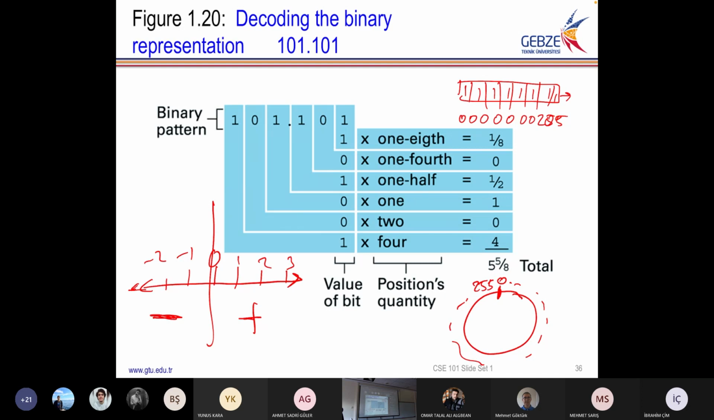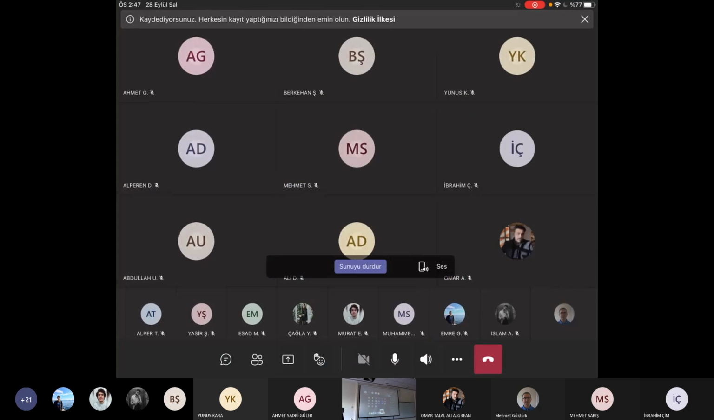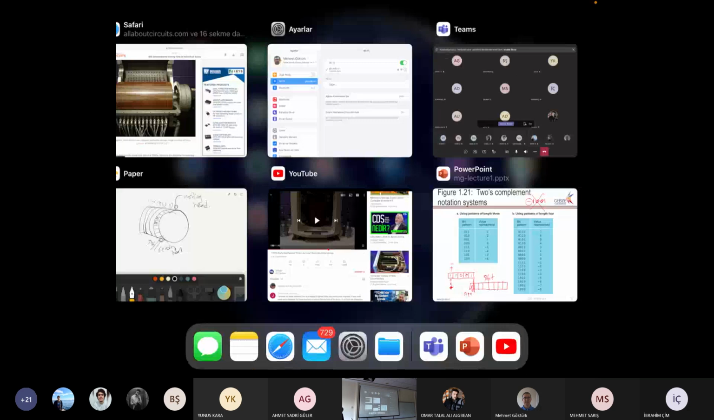Beni duyamıyorum mu diyorsunuz? Duyuyorsunuz ya, mikrofonum açık. Siz konuşunca ben duyuyorum. O şekilde bir sıkıntı olursa tamam, problem yok. Okey. Bakayım. Ekran büyüsün.